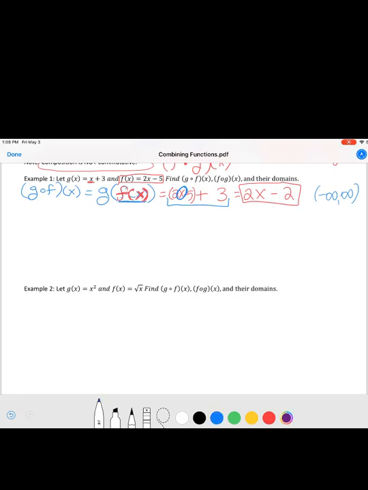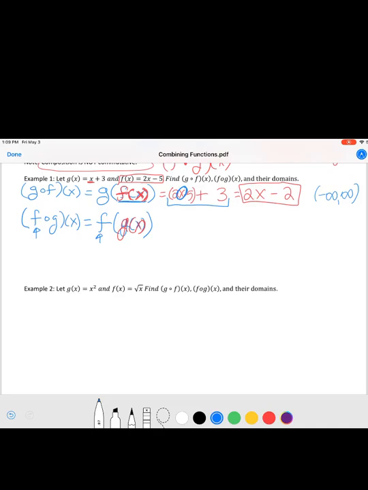Okay, so the second part of this problem says to find f of g of x. So now what we're doing is f is going to be on the outside because it's on the left here. So I got to put it on the left here. And I'm taking g of x. Let's do this in red. I'm taking g of x and taking the whole function g of x and plugging it into f.